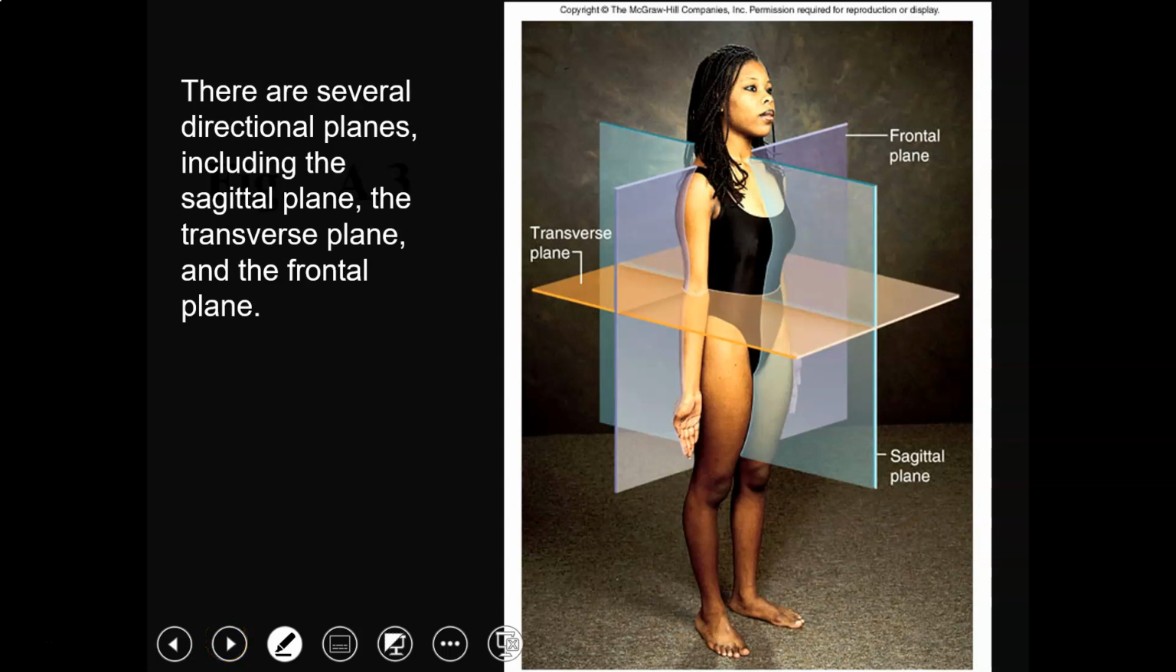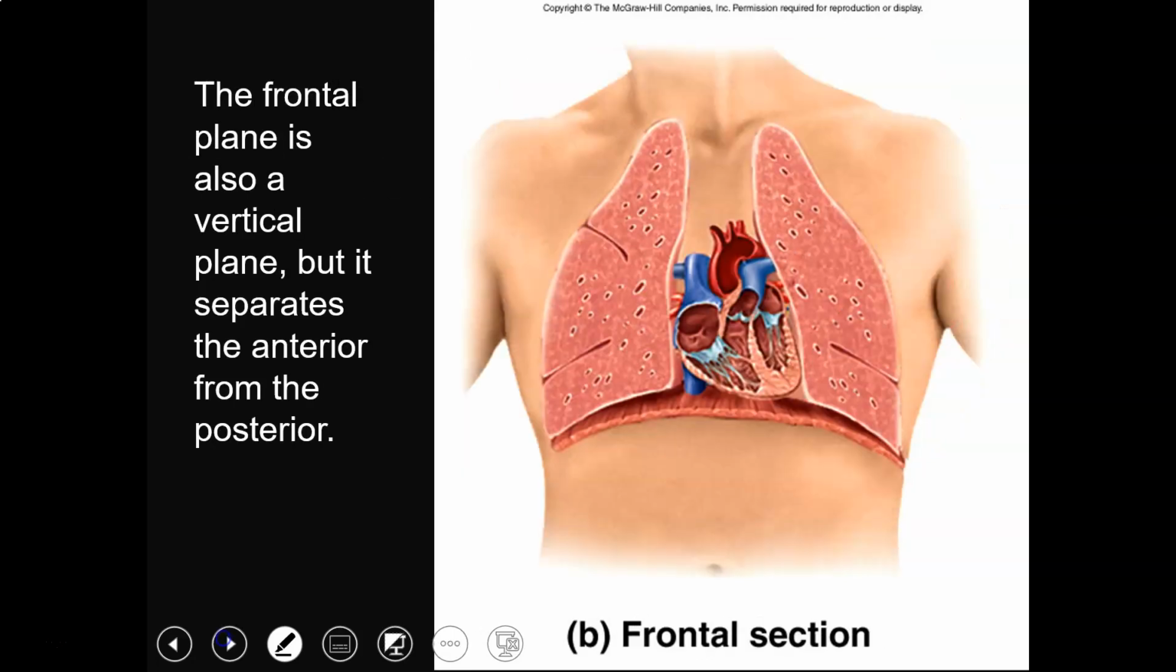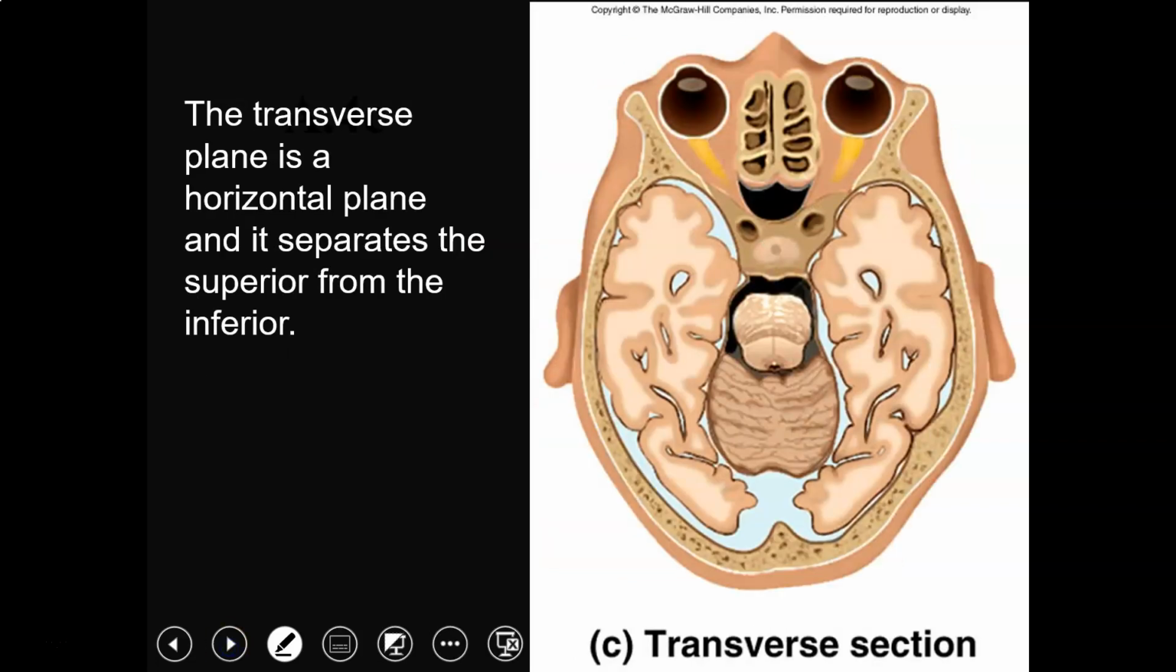We'll be looking at sections of the body. There'll be cuts along the plane. 3 different planes we care about. Here is the sagittal plane, dividing the body into left and right halves. Here is the frontal plane, dividing the body into anterior and posterior. Here is a transverse plane, superior and inferior divided here across.